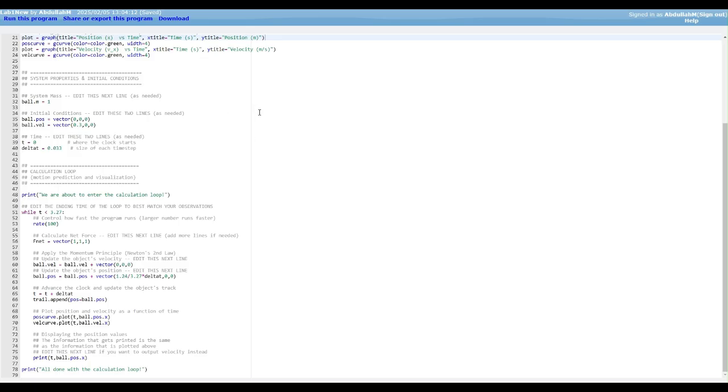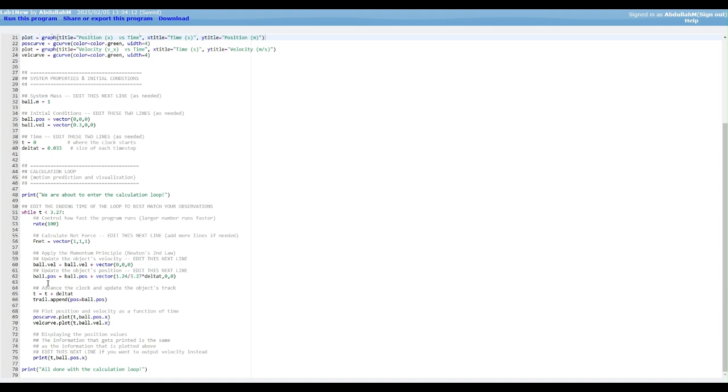Here is the code that we used for the experiment. This is just the starter code, but we modified a few things. The first thing we modified was the delta t, which we changed to 0.033 seconds, and that is the master frame rate in Tracker. Next, we changed the time to be less than 3.27 seconds because that's how long the experiment lasted.